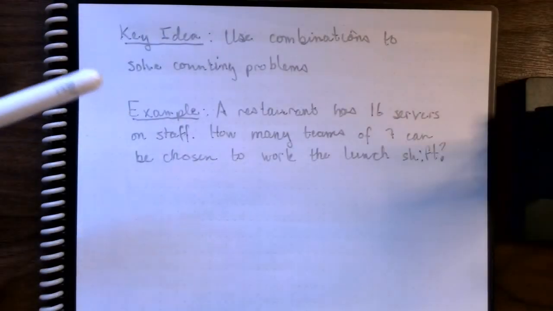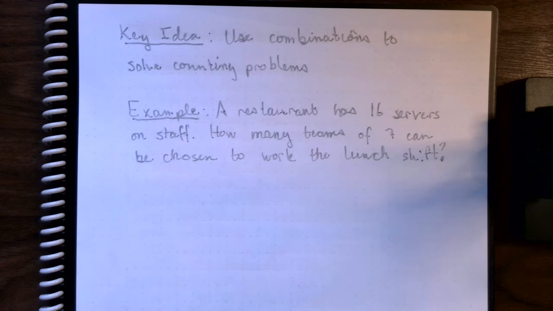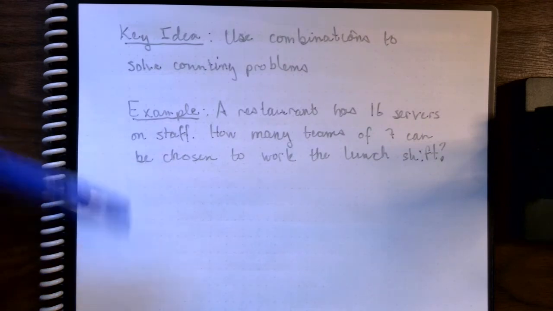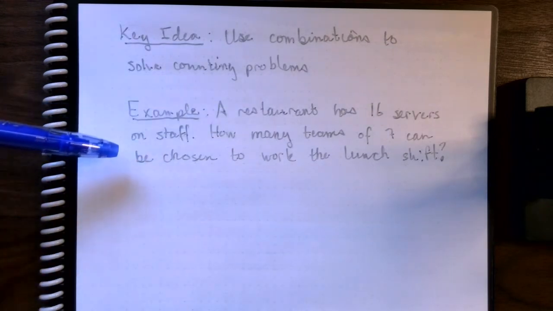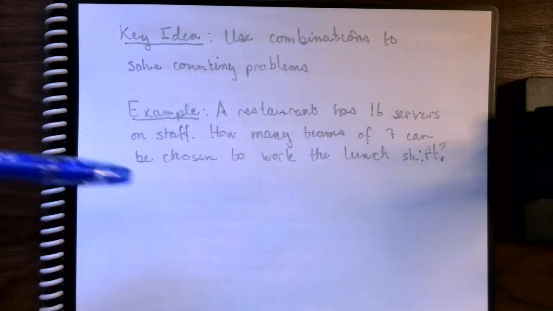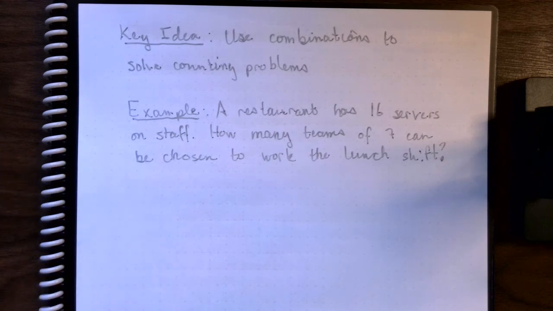So what we're going to look at in this video are some applications that make use of the combination function. Remember, we're trying to use combinations to solve counting problems. Let's take this example first. A restaurant has 16 servers on staff. We want to know how many teams of 7 can be chosen to work the lunch shift.